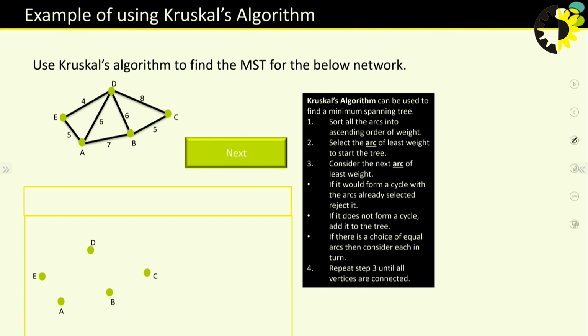This is a graph where all edges have the weight, also called arc. So again, the first point of the Kruskal algorithm is to sort all the arcs into ascending order of the weight. According to weight, we will select the arc and arrange in ascending order.